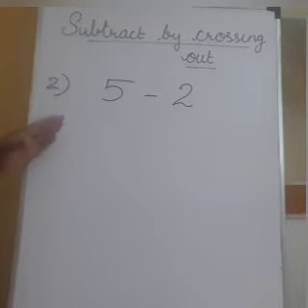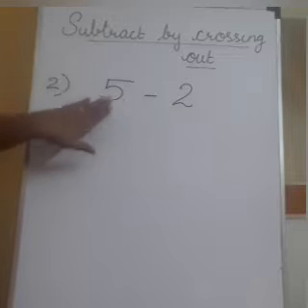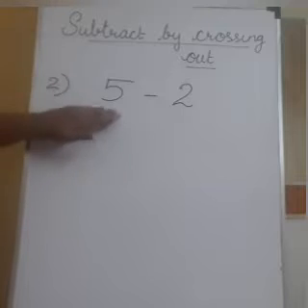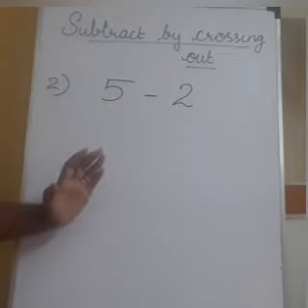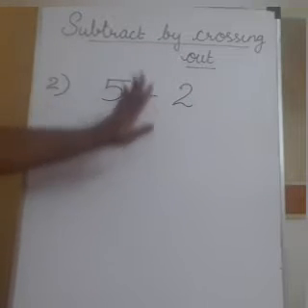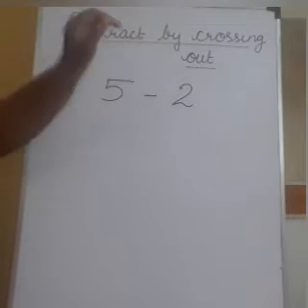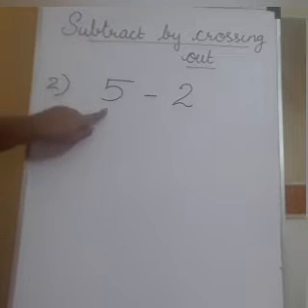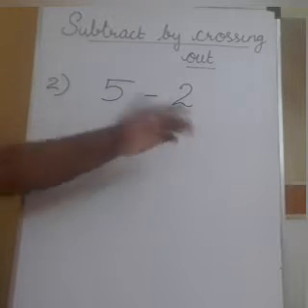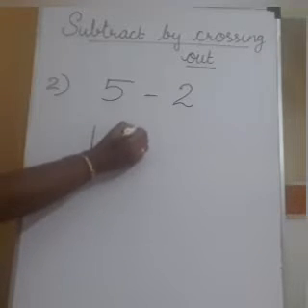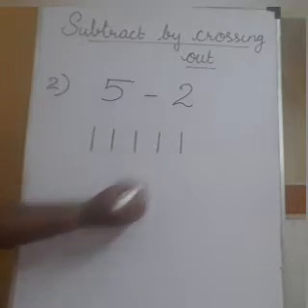Moving to the second question. Look at this. The second question is 5 minus 2. We are going to do the subtraction by crossing out. How can we do it? Look at the first number. The first number is 5. So we can draw how many lines? 5 lines. 1, 2, 3, 4, 5.